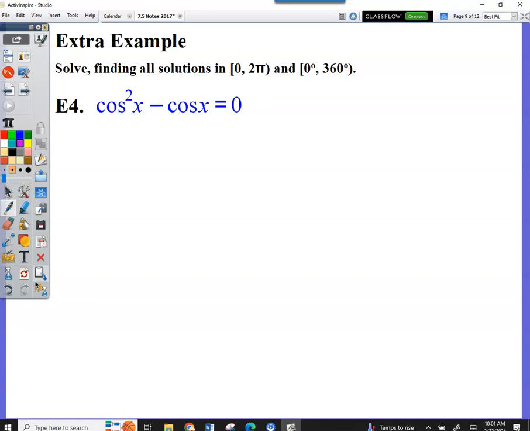Look at the next one. This one should be short, sweet, and to the point. It does say, give me all the solutions between here and here, which means they want you to write both degrees and radians. But when you only have 2 terms and they've got something in common, then use the GCF technique because it's the fastest. So y'all try it. This is a GCF technique. And then you're going to use the zero product property.